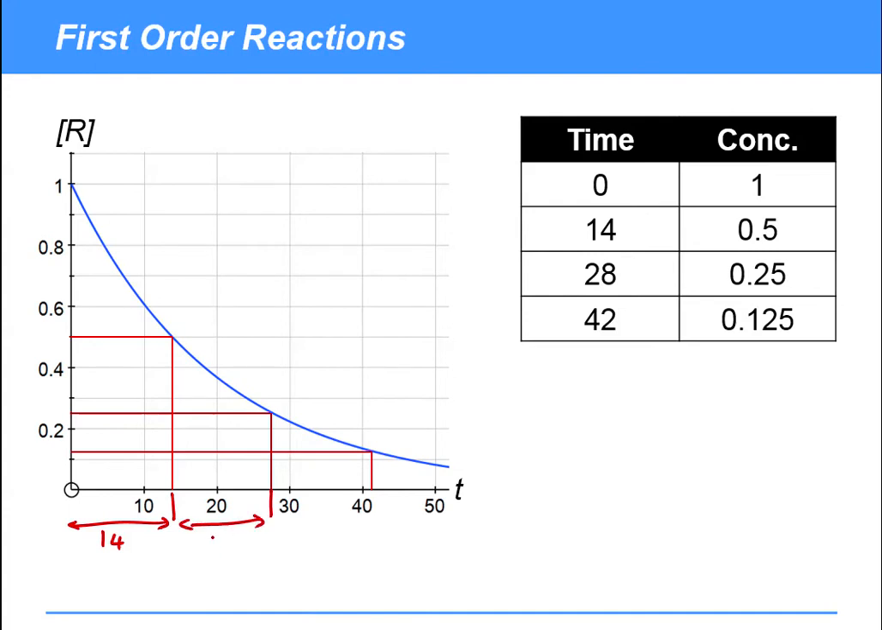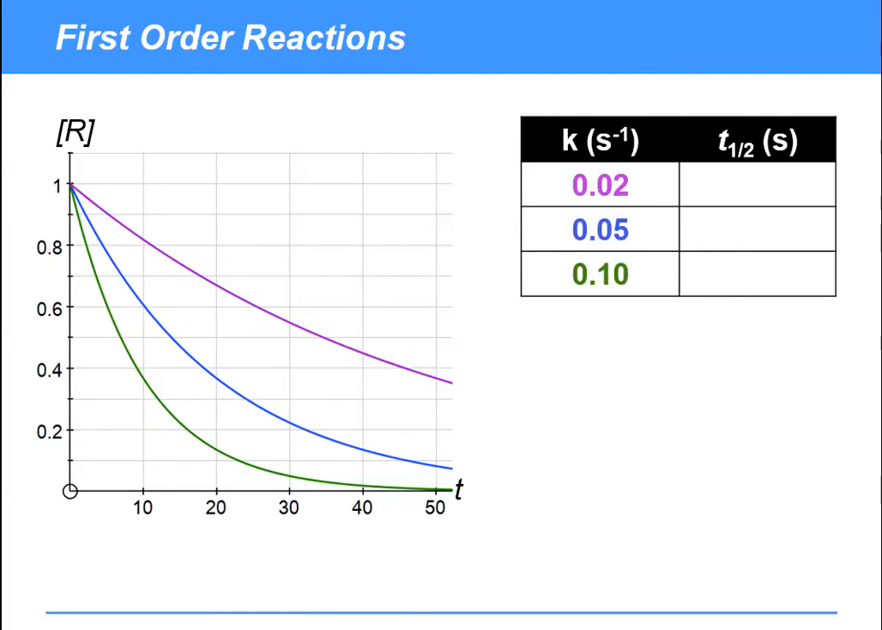Once we're sure we've got a constant half-life, if you're not sure how to determine half-lives, then watch the previous couple of videos. Then we've got a first order reaction, and so we can think about how we could calculate what the rate constant is from that half-life. Now let's just consider a few reactions here.